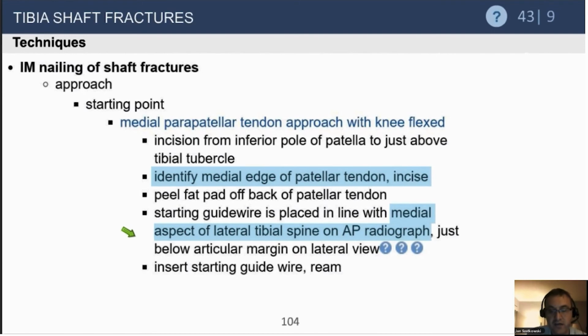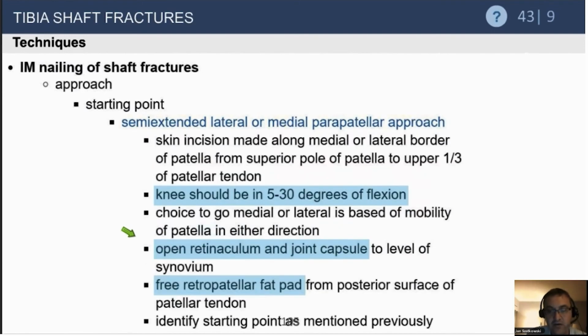So make sure you get good imaging to get a great starting point for this. For the starting point, use a semi-extended lateral or medial parapatellar approach. Now, this is where you can go through the quad tendon, or you can go on the side of the quad tendon, medial or lateral. It doesn't really matter. A lot of times what I like to do is see how mobile the patella is and go from there.